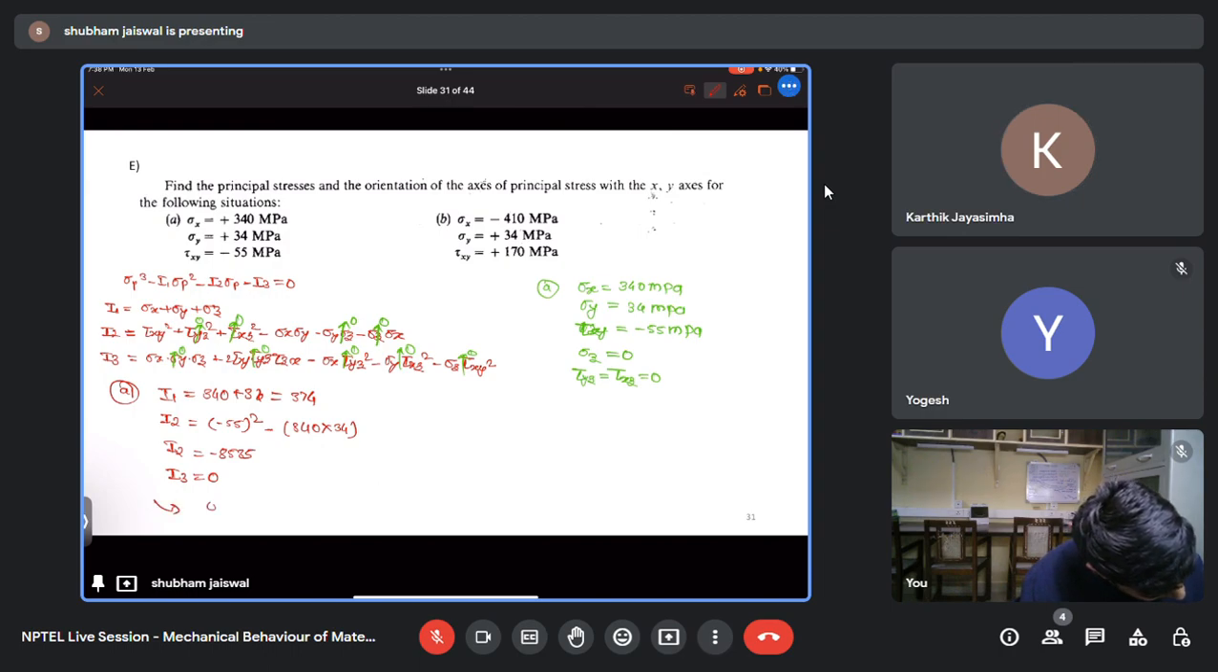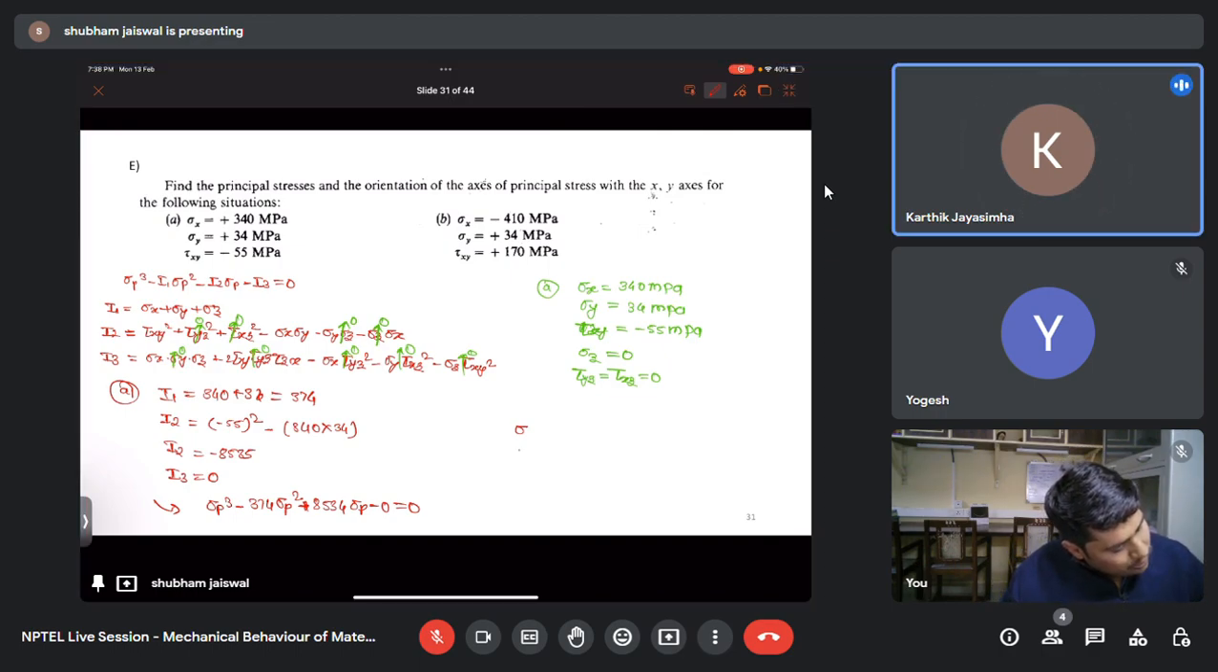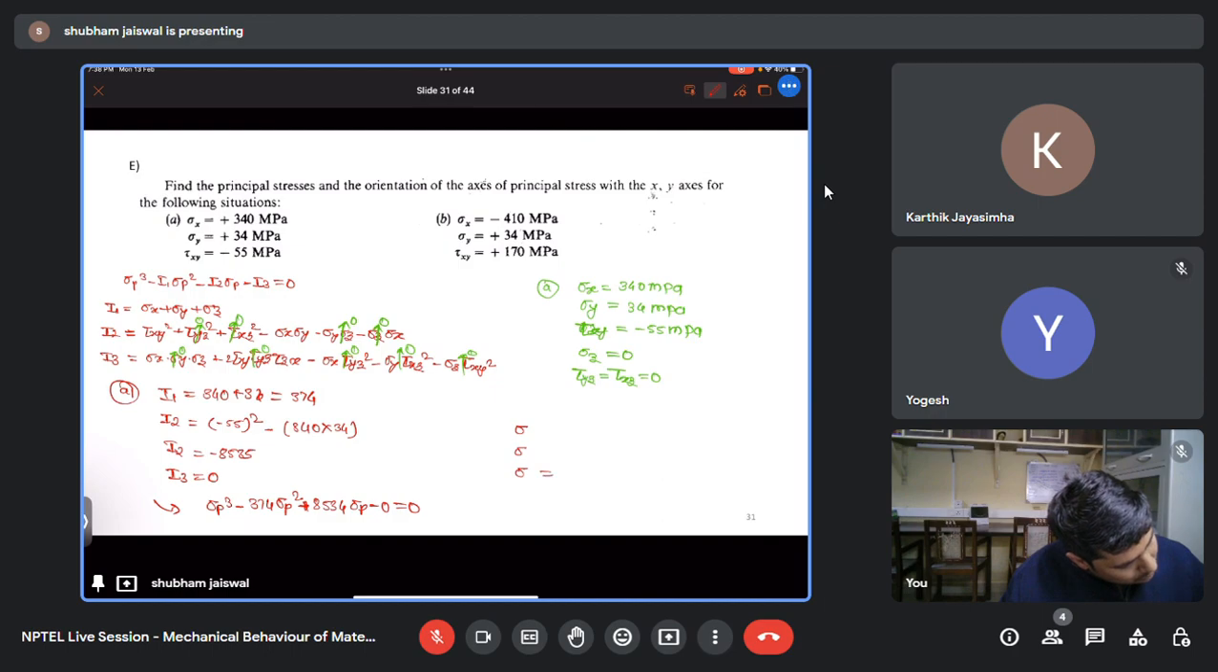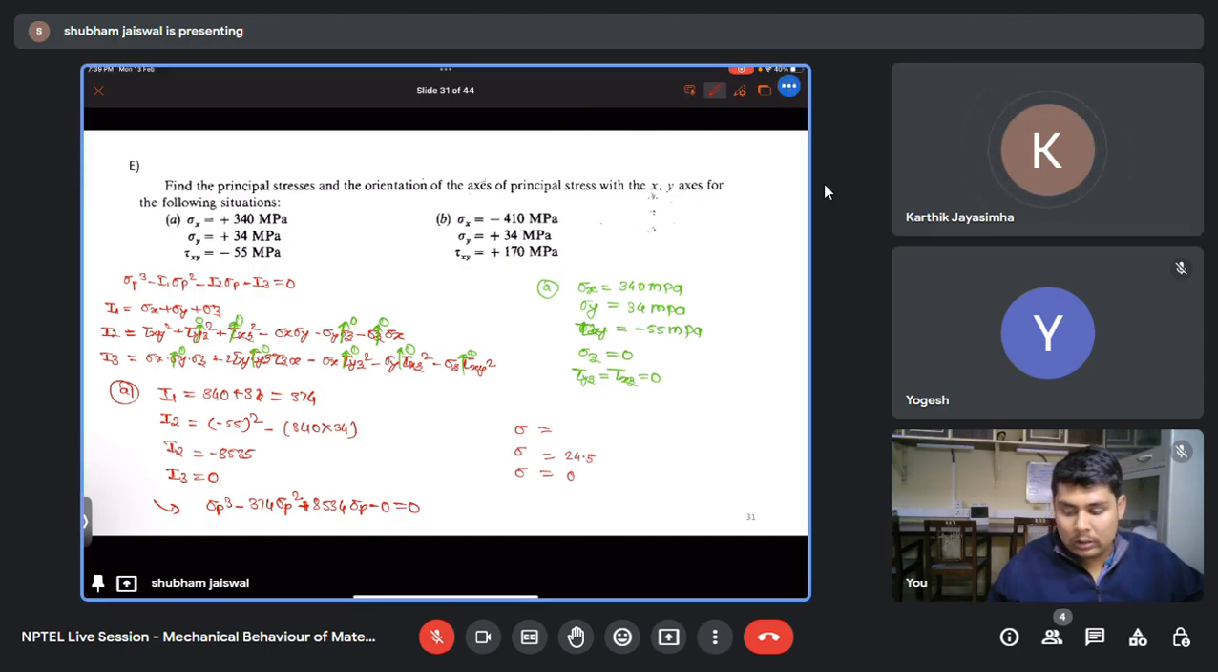If I put it in, sigma p cube minus 374 sigma p square plus 8535 sigma p minus 0 equal to 0. The sigma values come out: one of the values is 0, sir. The other values are 24.5 and 349.5.